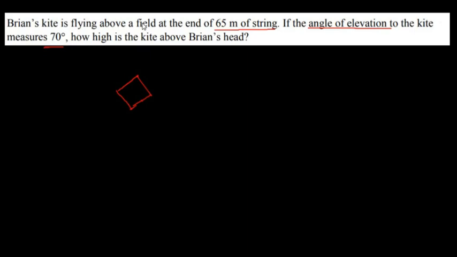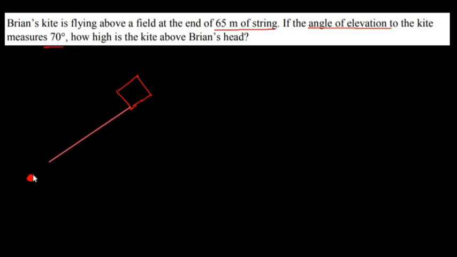Brian's kite is flying above a field at the end of 65 meters of string. So they are saying that it is flying above a field. For example, Brian is over here, so it is flying on this. Let me take it as a straight line to reduce any confusion.